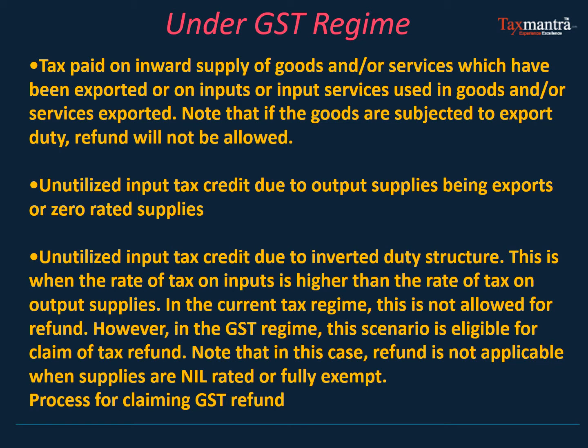Refund is also allowed for unutilized input tax credit due to output supplies being exported, or unutilized input tax due to inverted duty structure. Inverted duty structure is a structure wherein the tax on input is higher as compared to tax on output. In the current regime, this is not allowed for refund. This is very interesting. However, in the GST regime, this scenario is eligible for claim of tax refund. Refund is not applicable when supplies are nil rated or fully exempt.